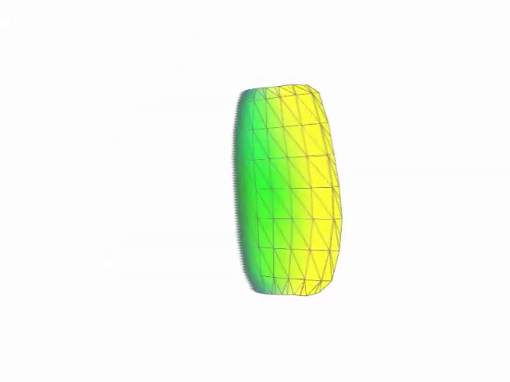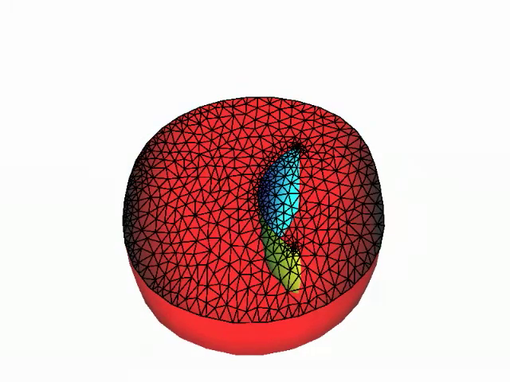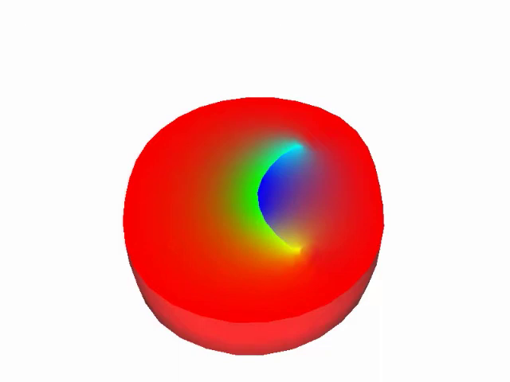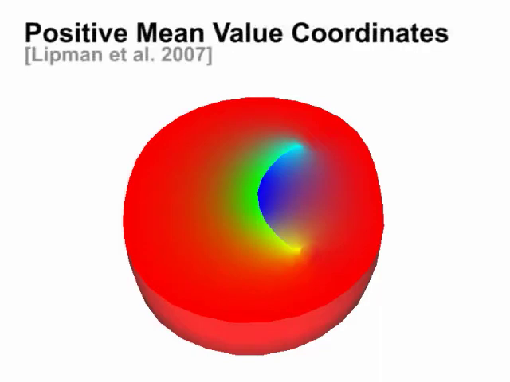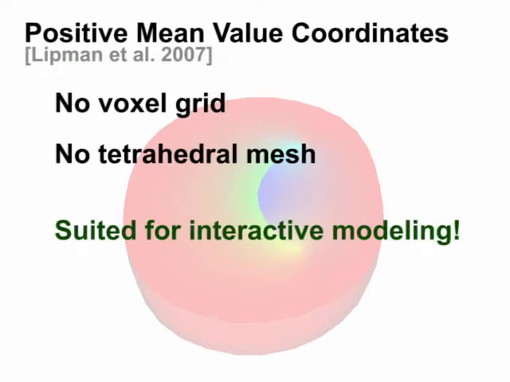Diffusion surfaces are defined as standard triangular surface meshes, where each mesh vertex has colors on both front and back sides. When the user cuts the model, a cross-sectional mesh is generated, and consistent volumetric colors are computed on the cross-section. We employ positive mean value coordinates to achieve this, which does not require any voxel grids or tetrahedral meshes, and is well suited for interactive modeling. Please refer to the paper for more details.